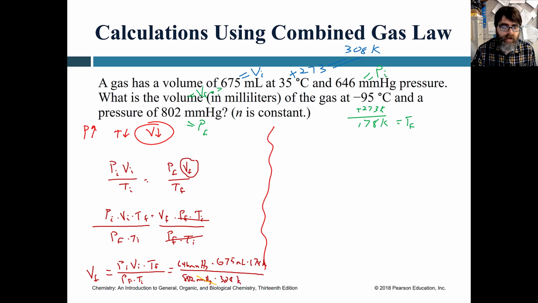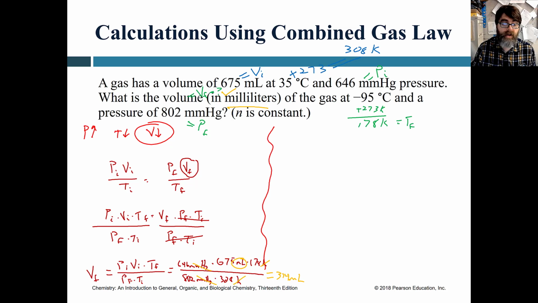Kelvin. Millimeters of mercury and temperature in Kelvin are going to cancel out. I'm going to be left with milliliters for my unit, which makes sense for a volume. In fact, they ask us to solve it in milliliters, and now it's just plug those numbers into a calculator, and you end up with a volume final of 314 milliliters.